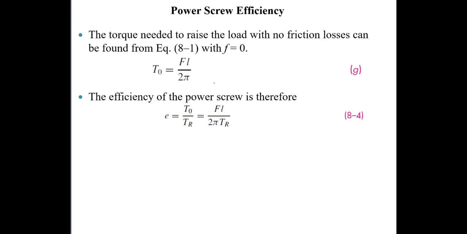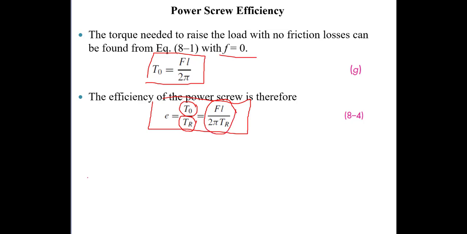The other thing that's kind of important is torque efficiency needed to raise the load. If there were no friction, we simply let f equal 0 in the raising equation, and the torque with no friction just boils down to this. And so the efficiency of the power screw reduces to a ratio of the friction-free to the friction torque requirement, and you get this equation right here. So it's easy to calculate the efficiency of the particular power screw system that you have developed.